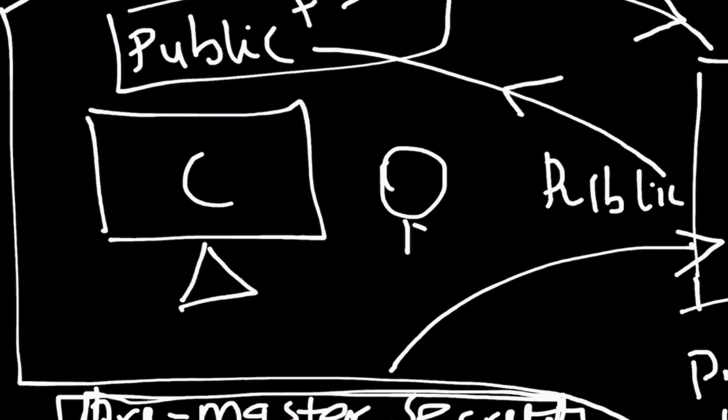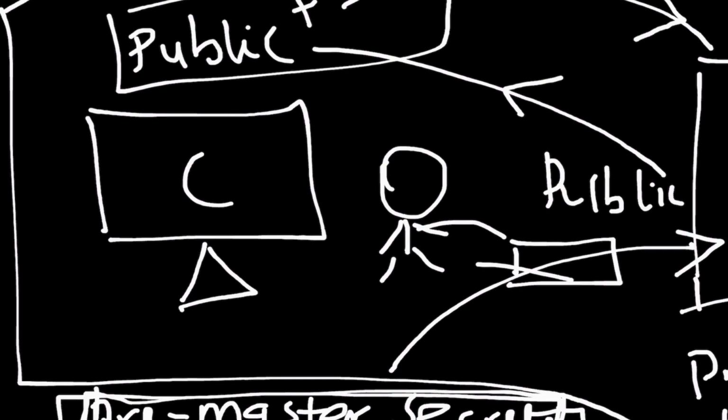So if someone is listening in, what he will get is the public key plus the encrypted message. When he gets that, he cannot decrypt it because he doesn't have the private key. So the information becomes useless to the hacker. And right now, we have a common premaster secret key that we'll be sharing between me and the server.